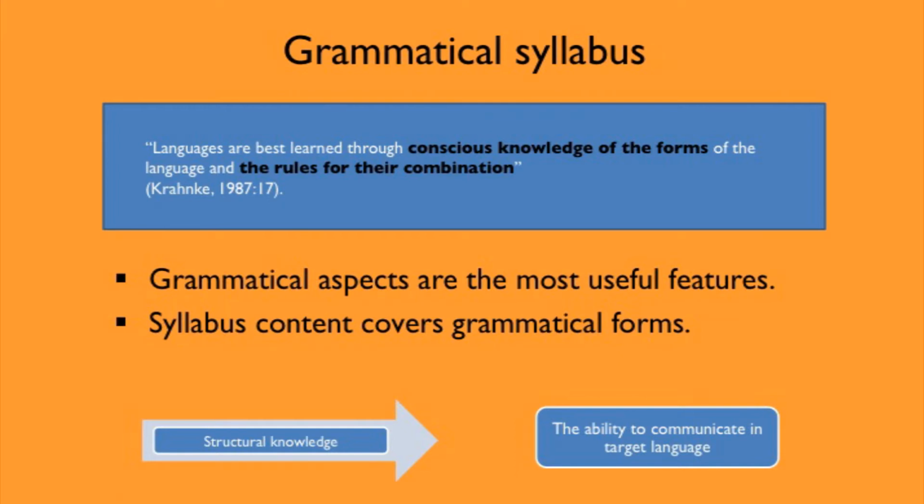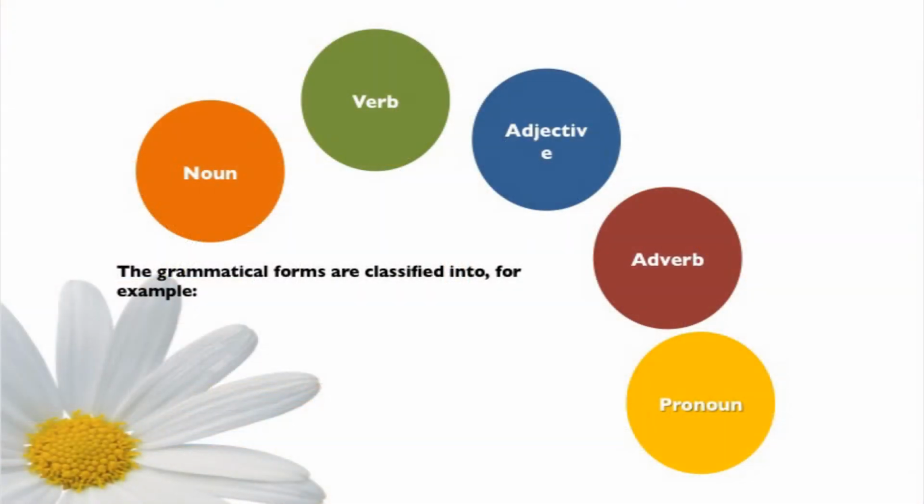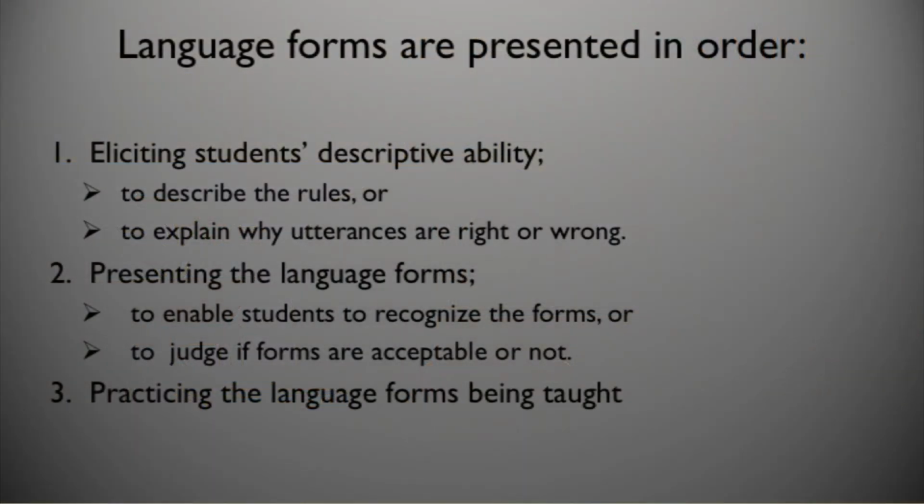The grammatical forms are usually classified into, for example, Lesson 1, noun, Lesson 2, verb, Lesson 3, adjective, adverb, or pronoun. The presentation in this kind of syllabus is at least based on 3 general steps. Those are eliciting students' descriptive ability, presenting the language forms, and the last one is practicing the language forms being taught.